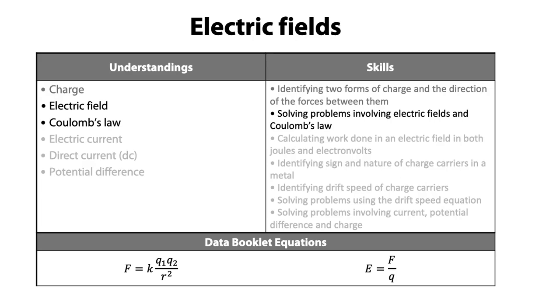The equations from the data booklet: the equation for Coulomb's law on the left we'll be referring to, and the new one is the equation on the right. Electric field strength is what that symbol E is in that equation on the bottom right. It is not energy. This is a common confusion, so I want to highlight it right now. When you're dealing with this topic, E here stands for electric field strength.